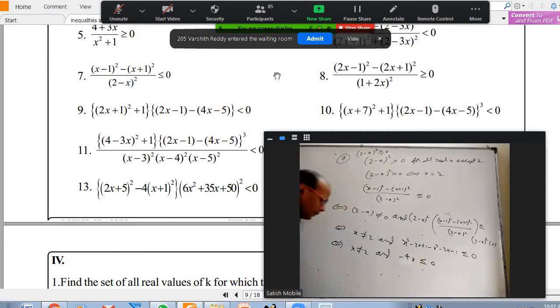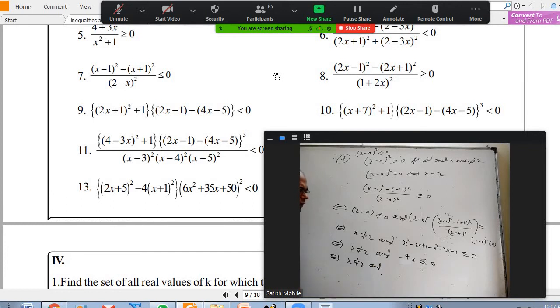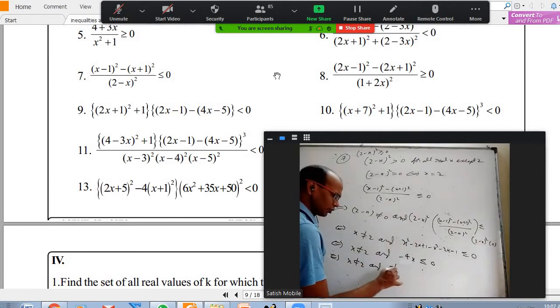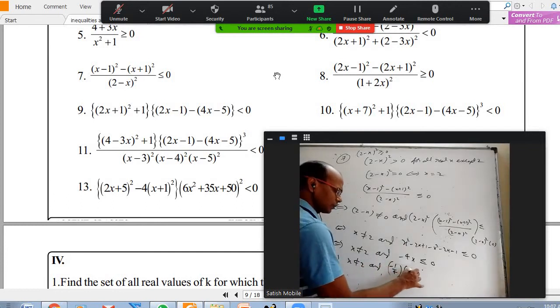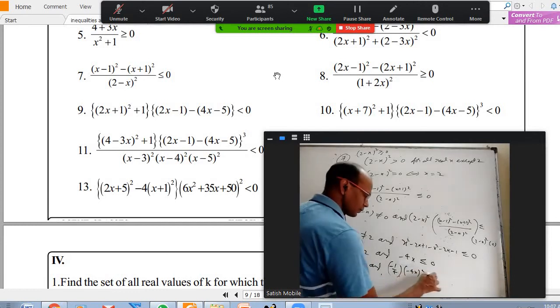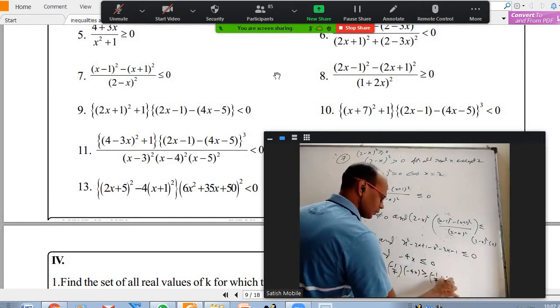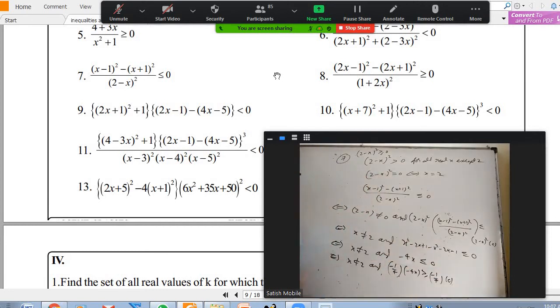So x not equal to 2, and I have to multiply with minus 1 by 4 on both sides. Because we multiply by a negative number, the inequality changes. Don't just send minus 4 that side; make sure it is a negative number, so the inequality will change. So x is not equal to 2, and x is greater than or equal to 0. Now, how to write this answer that it is greater than or equal to 0 but not 2?